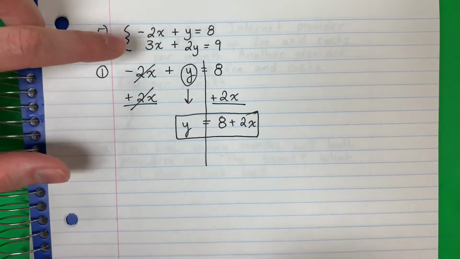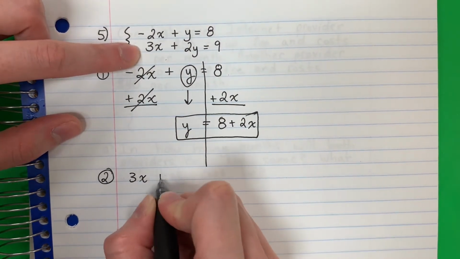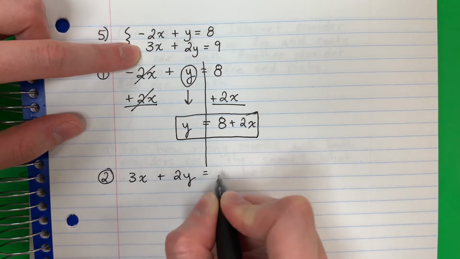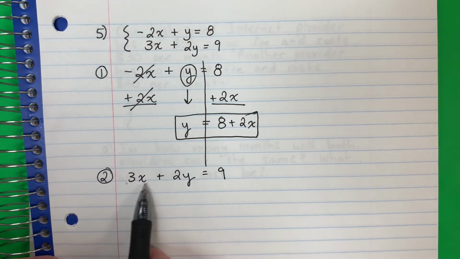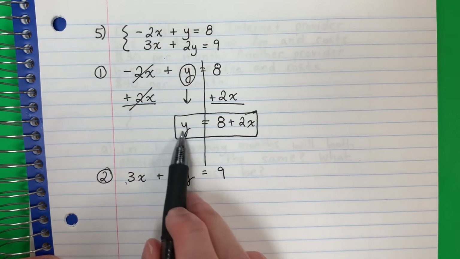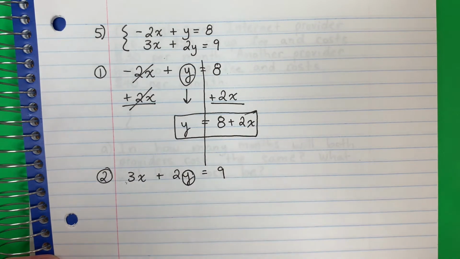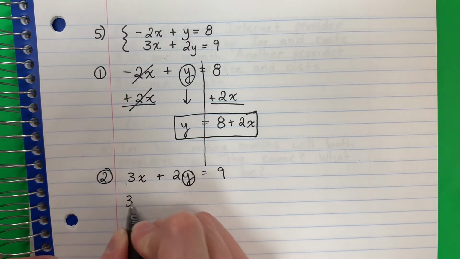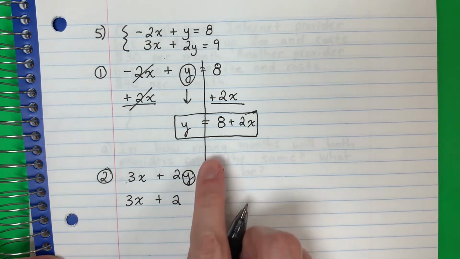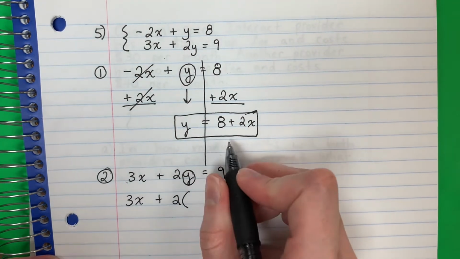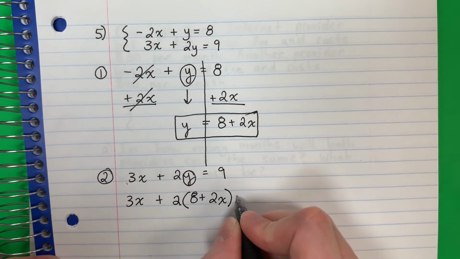So I'm going to go ahead and do the second one, 3x plus 2y equals 9. Which letter will I change? ¿Cuál letra voy a cambiar? I'm going to change the y. Voy a cambiar la y, because look, porque mira. So I'm going to copy 3x, copy plus, copy 2. No y. Parenthesis 8 plus 2x, parenthesis copy equals 9.